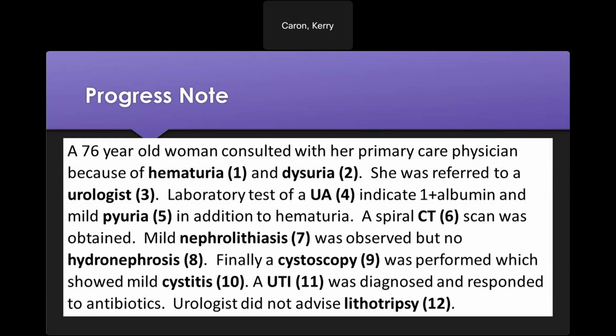So I hope you're getting better and more comfortable with progress notes. They're important. And as you progress with your knowledge of medical terminology, these are the kind of things you should be able to do. And that is chapter 7.